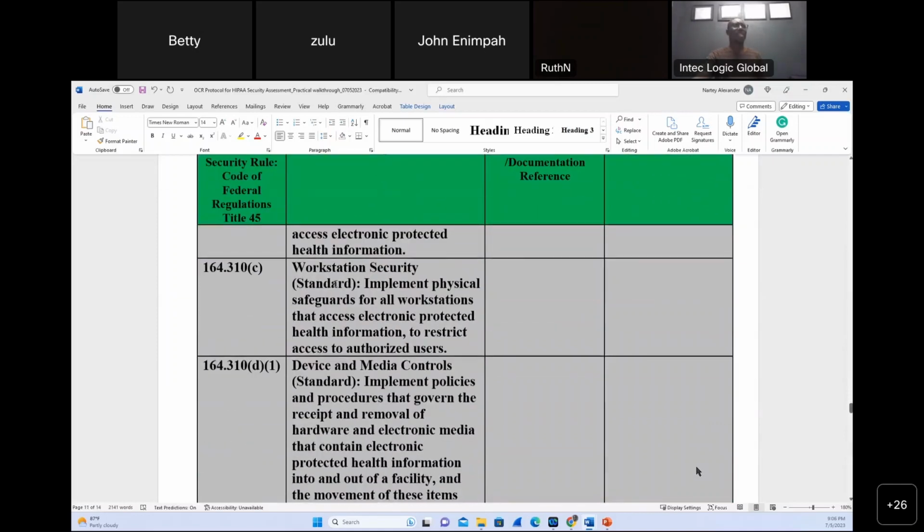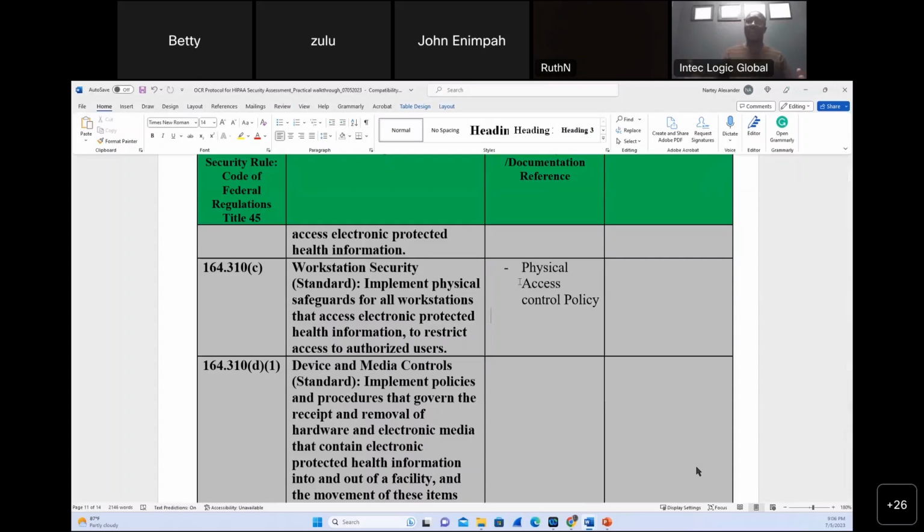Then we have workstation security, right? I'm trying to go fast because we just hit the 2-hour mark. I don't want to go too long so that when you're playing back, it becomes boring or too long for you. So workstation security, we can find this also within the access control policy, that is the physical access control policy.